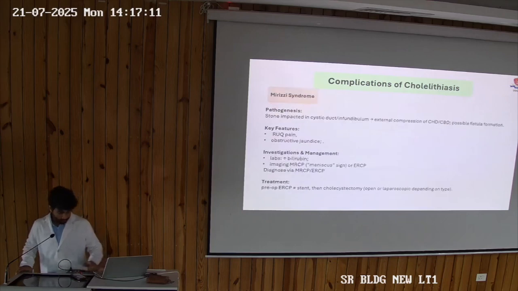We will conclude our presentation with Mirizzi syndrome, a rare yet serious complication of cholelithiasis. Mirizzi syndrome results from stone impacted in the cystic duct or the gallbladder infundibulum, compressing the common hepatic duct or the bile duct externally. Patients present with right upper quadrant pain and obstructive jaundice. Lab findings include elevated bilirubin levels, and imaging with MRCP or ERCP may show the classical meniscus sign. Management involves preoperative ERCP, possibly with stent placement, followed by cholecystectomy, which may be either open or laparoscopic.